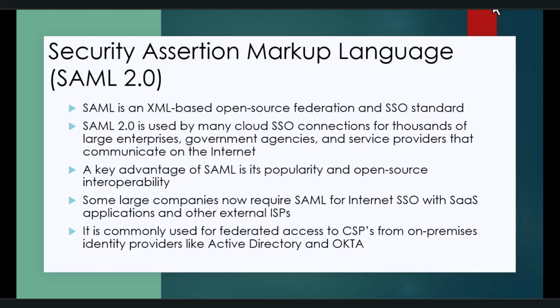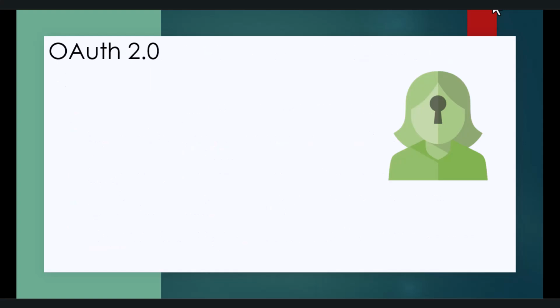It's commonly used for federated access to CSPs from on-premises identity providers like Active Directory and Okta. Those are two very popular options. When the iPhone came out, there was a divergence. The app developers that were going to develop apps for the iPhone and others didn't want to do SAML, which was kind of webby and soapy, right? So they wanted something new involving RESTful APIs, JSON, and other techniques.